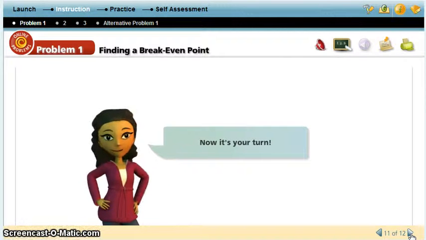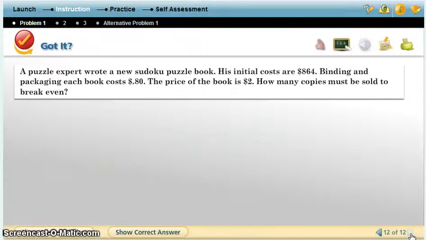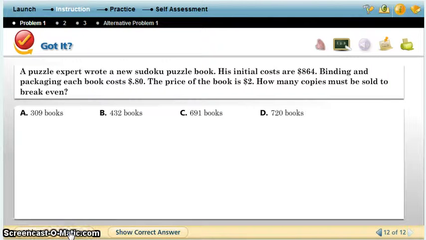Now it's your turn. Okay, here's your problem. I have a puzzle expert in this problem, and it's also a break-even question. So you're going to do this one just like they did the last one for the fashion designer. Decide, same process, how much it is going to cost this puzzle expert to create the book, and how much they will make when they sell the book, so their expenses and their income. I'm going to give you some answer choices to look at, but make sure you pause the video, set up your two equations, decide what method you want to choose in order to solve it, and determine how many copies they have to sell.